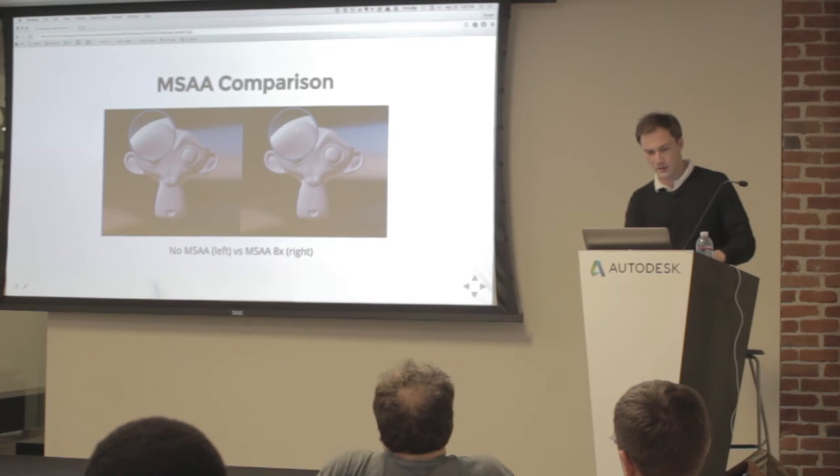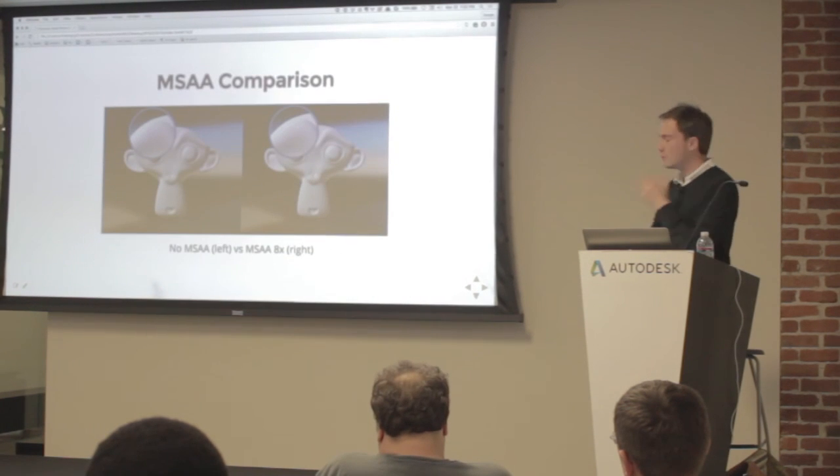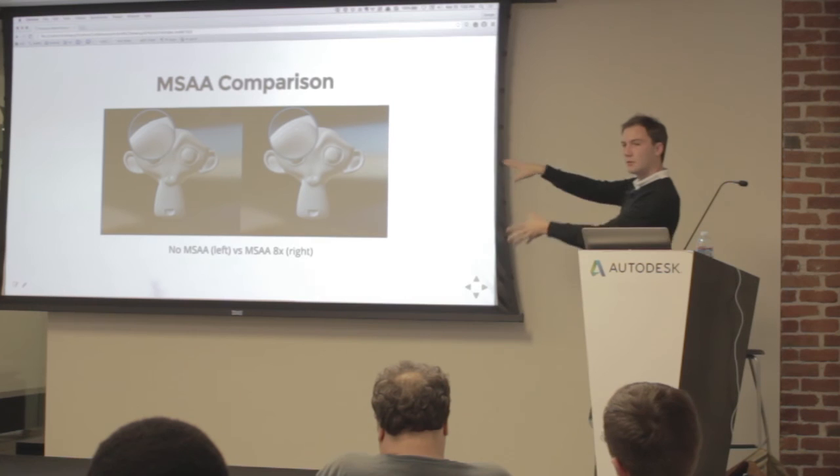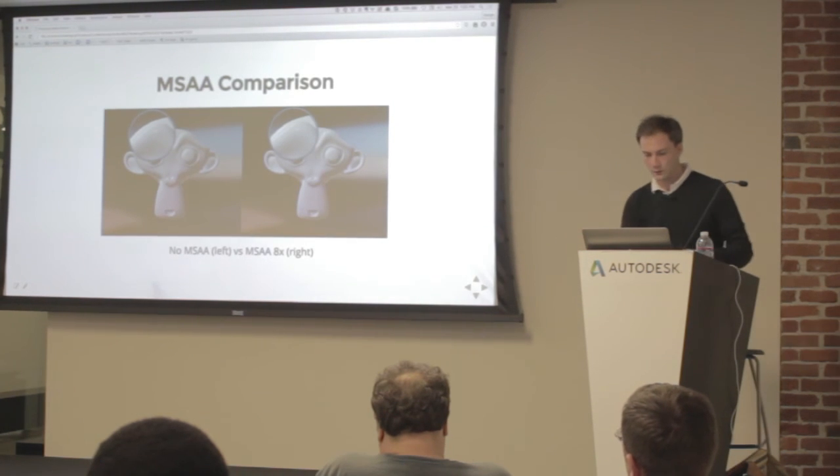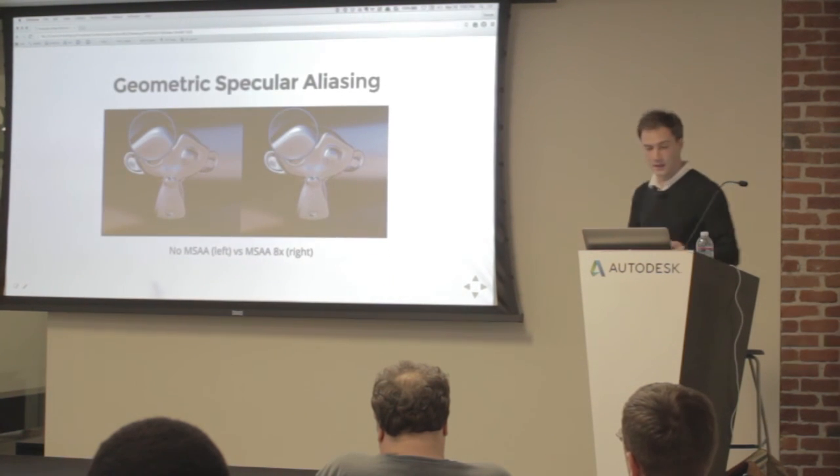The problem with that is it's far from perfect. It works pretty well in this case because we have a very diffuse object. We don't have specular highlights. But when you do have specular highlights, MSAA cannot do much for you.